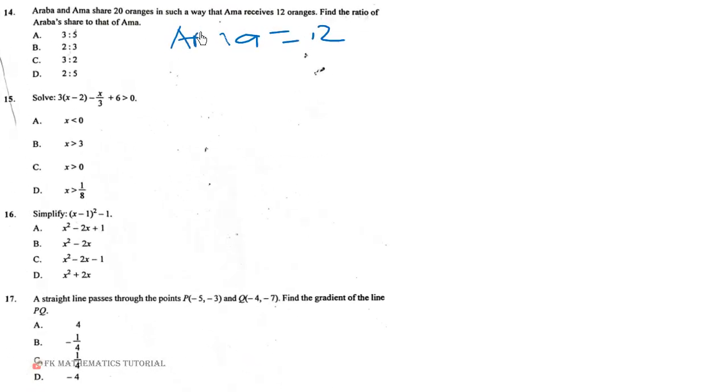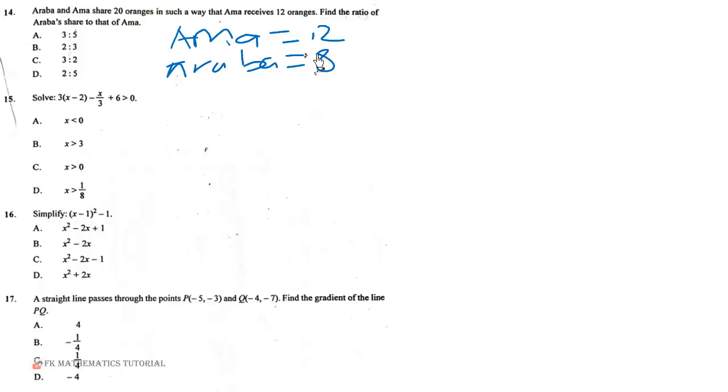Araba and Amma share 20 oranges in such a way that Amma receives 12 oranges. Find the ratio of Araba's share to that of Amma. So if Amma receives 12 oranges, then it means Araba will receive 8, because 20 minus 12 is 8.